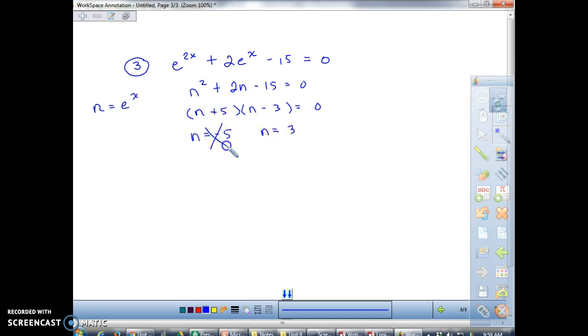Guess what? This is not a solution. There's no way for e raised to a power to give me a negative 5. But here, e to the x is equal to 3. I'm going to have to use logs to solve this one. ln here, x, which comes down front, is just going to be ln of 3. And that's your answer. Okay? Let's do another one.